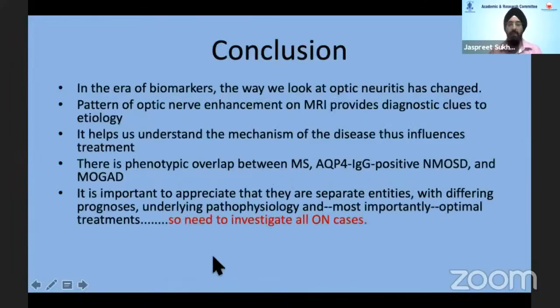I would like to conclude here: in the era of biomarkers, the way we look at optic neuritis has changed. The pattern of optic nerve enhancement on MRI provides diagnostic clues to etiology. It helps us to understand the mechanism of the disease, thus influencing treatment. And with such a phenotypic overlap between multiple sclerosis, aquaporin 4 neuromyelitis spectrum, MOG, other autoimmune diseases and paraneoplastic syndromes, it is important to appreciate that they are separate entities with differing prognosis, underlying pathophysiology, and, most importantly, we have optimal treatment for them. So we should investigate all cases of optic neuritis.